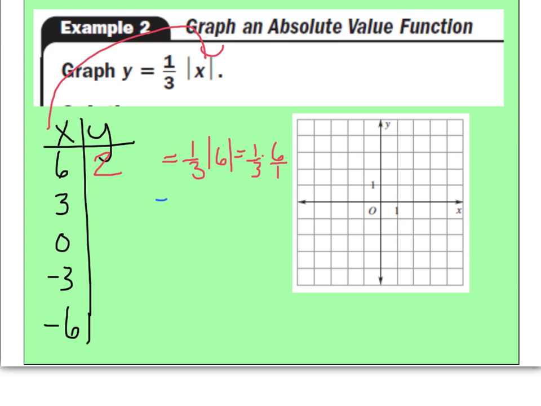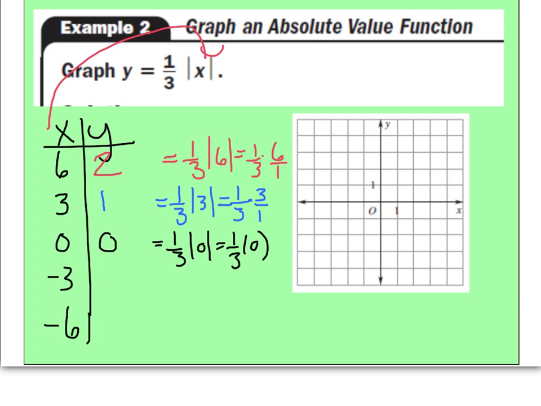Okay, let's put 3 in there. So 1/3 absolute value of 3. That'd be 1/3 times 3. It's 3 over 1. Multiply fractions, you go straight across. 3 divided by 3 is 1. We put 0 in. Absolute value of 0 is 0. Anything times 0 is just 0 and goes away.